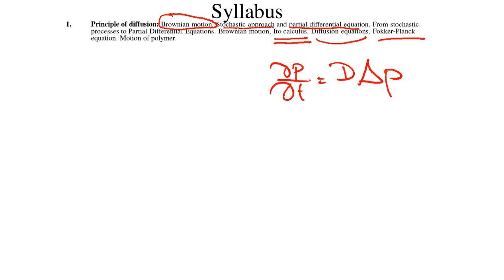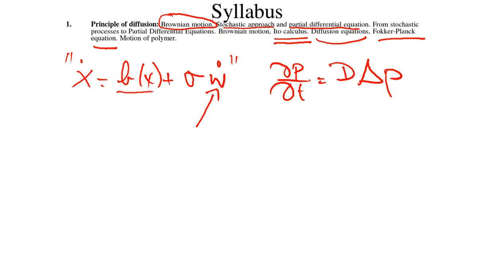We'll spend also some time on the Fokker-Planck equation, which is the equation for the probability density function for a general stochastic process x dot equals b of x plus sigma w dot. So I will explain what the noise is and what is the meaning of this stochastic equation. So this is a drift and this is noise and this is the velocity.